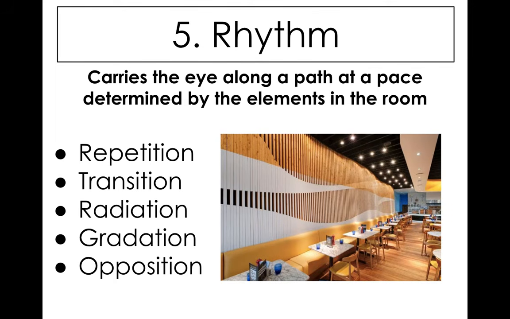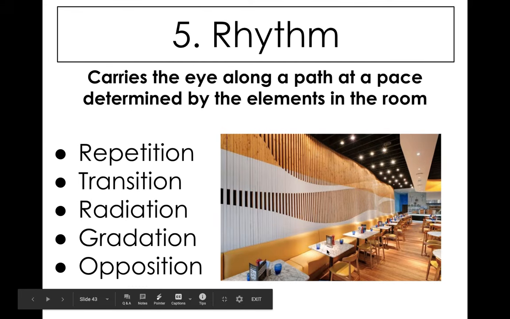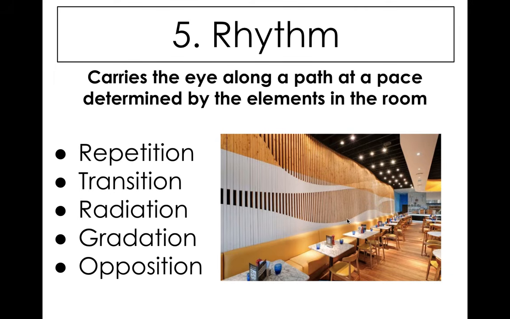Rhythm is the next one. It carries your eye along a path at a pace that's determined by the elements in the room. You can achieve rhythm by repetition, transition, radiation, gradation, and opposition. As you're looking at this restaurant picture, the rhythm is what's taking your eye across that entire row.